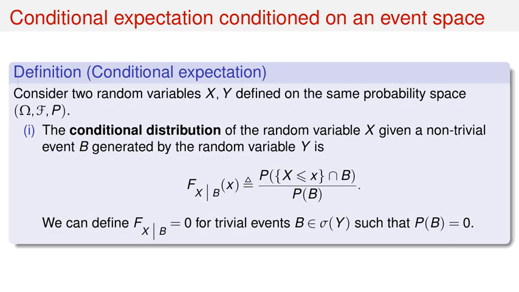Let's consolidate the definition of conditional expectation conditioned on an event space generated by Y. Consider two random variables X, Y on the same probability space (omega, script F, P). First, the conditional distribution of X given a non-trivial event B generated by Y, meaning B is in sigma of Y, is F_{X|B}(x), defined as the probability of X less than or equal to x intersect B divided by the probability of B. We can define F_{X|B} to be 0 for trivial events B in sigma of Y that have probability 0.